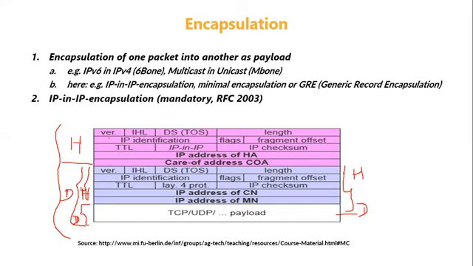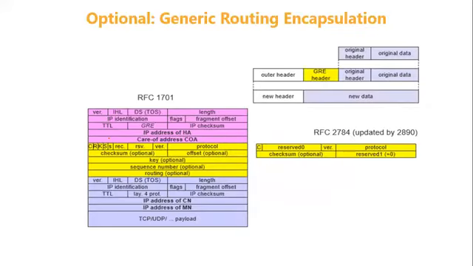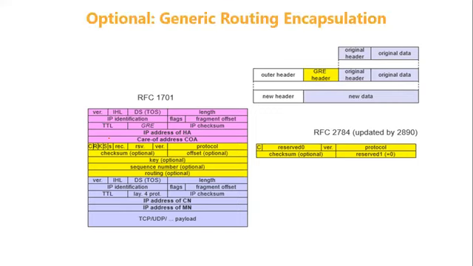And finally the payload follows the two headers. Payload is the actual data part. So this is about the IP in IP header. Similarly, we have another header, which is the minimal encapsulation header, and then there is another header called the generic routing encapsulation header.